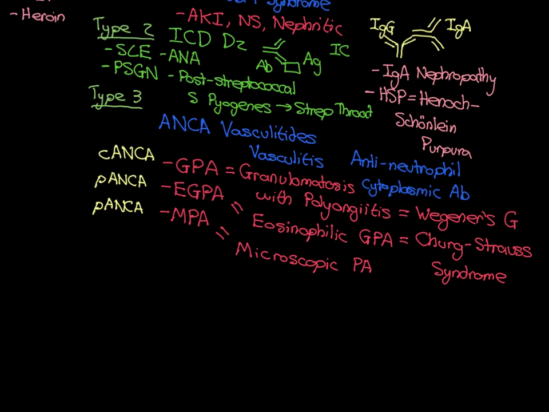Finally, microscopic polyangiitis, it usually is the mildest of the ANCA vascular disease, and it usually just affects the kidneys and causes renal failure, usually an acute kidney injury.